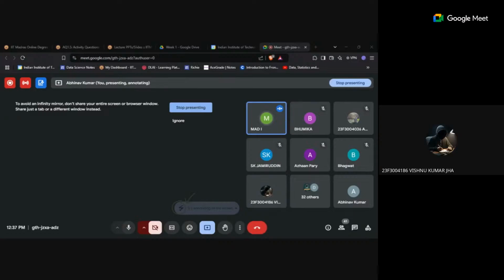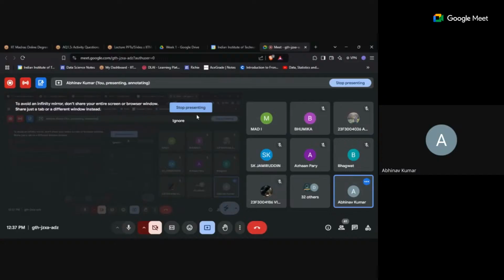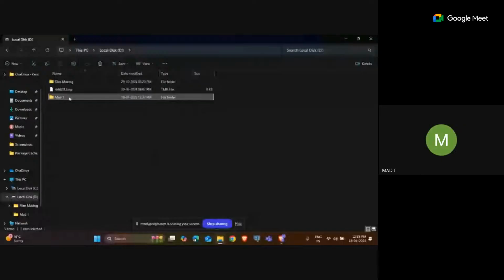Yes. Now, why is it not visible? Have you selected the entire screen or only the tab? Okay, okay. I just selected the tab. Let me select the entire screen. Is it visible now? Yes, it is visible.